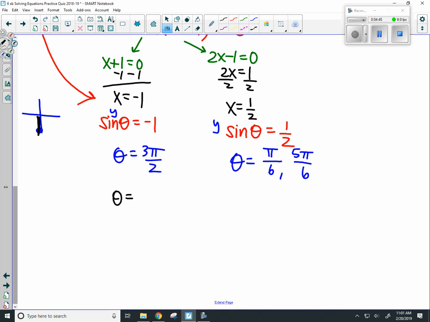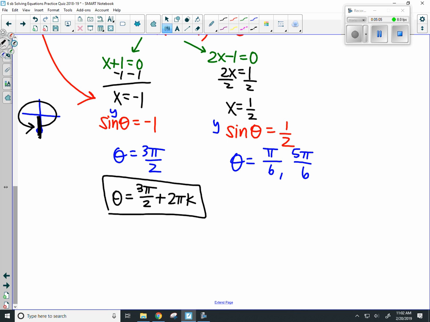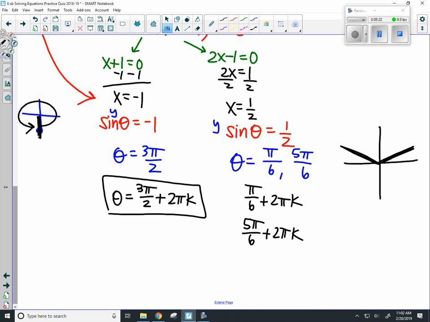3 pi over 2, again, is down here, and that's the only angle that works for when sine is -1. So in order to get another angle that would be coterminal and solve that equation for us, we'd have to go all the way around the circle, or 2 pi around the circle, from 3 pi over 2 to get another answer. The other two, pi over 6 and 5 pi over 6, those are not pi apart from one another. So that's where we keep both angles and say that you have to add 2 pi onto each of them to get more coterminal angles that will work for this solution.